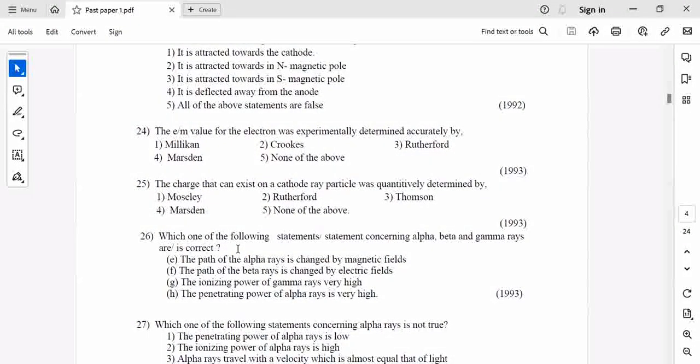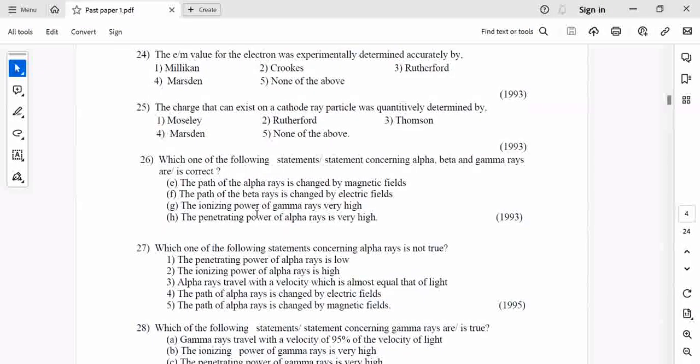25. The charge that can exist on a cathode ray particle. So it's by Robert Millikan. Answer is 5.